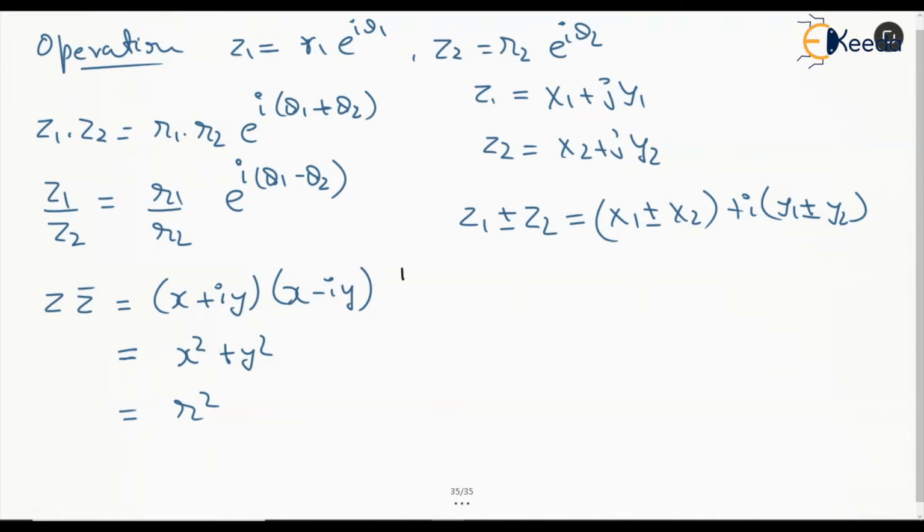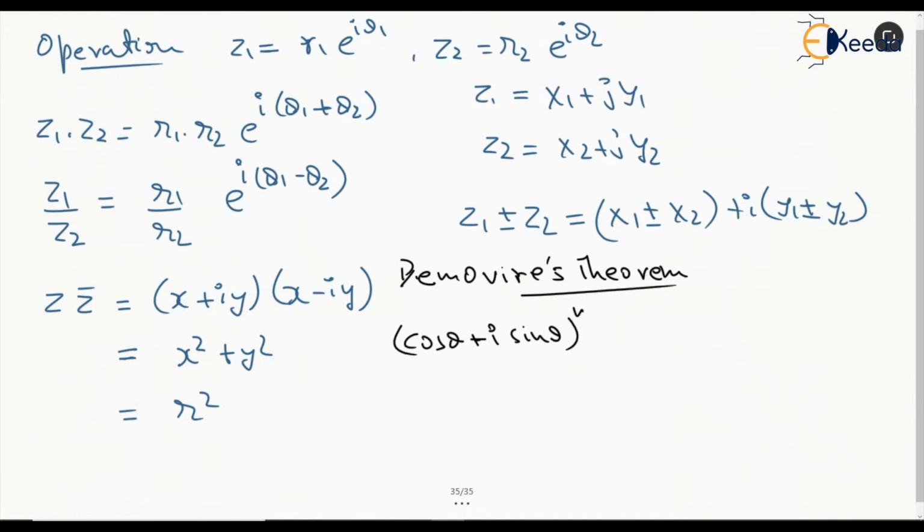Other than that, we have De Moivre's theorem. It says that (cos theta plus i sin theta) to the power of n can be given as cos of n theta plus i sin of n theta. That is, e to the power of i n theta is this.